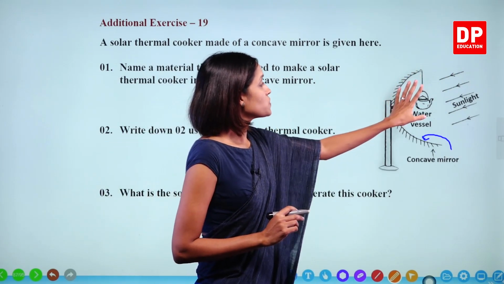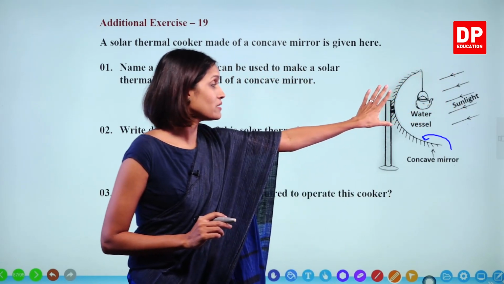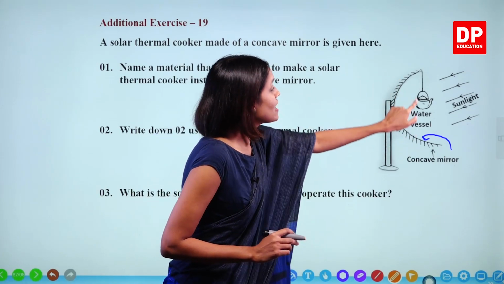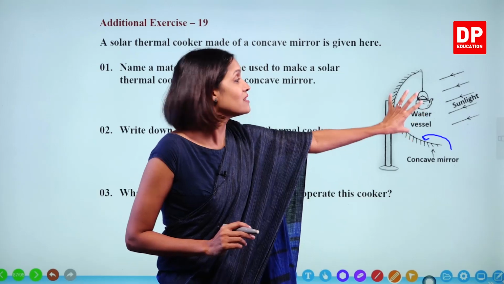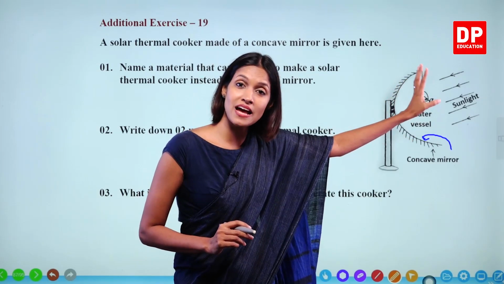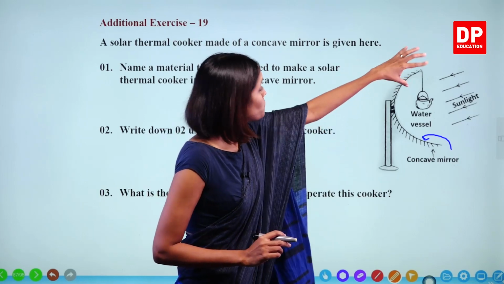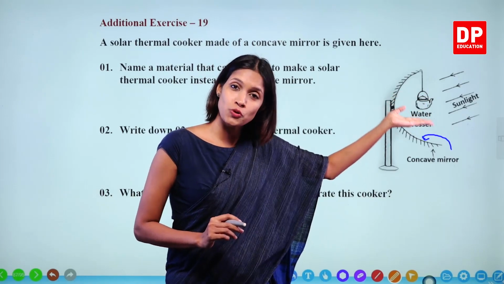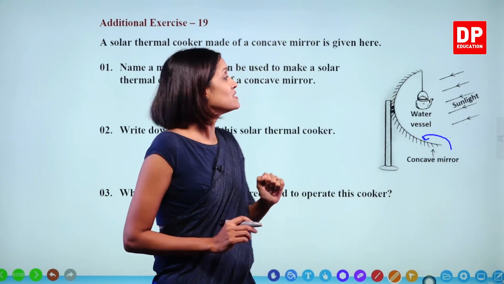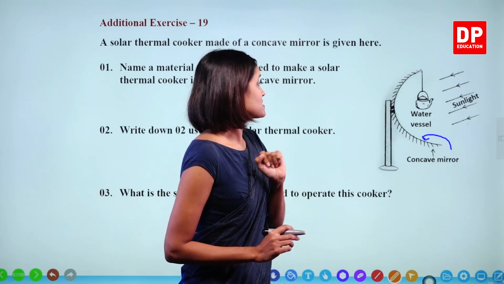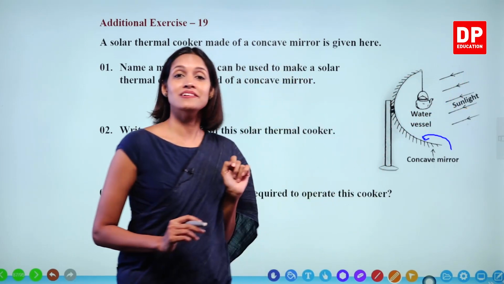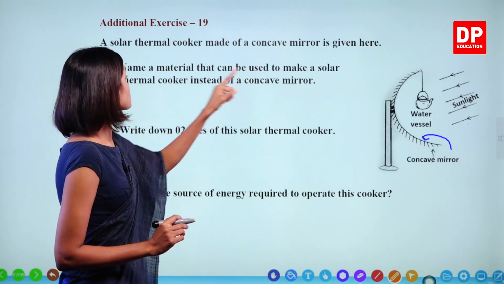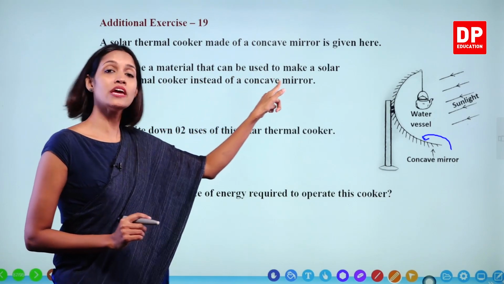So, what did I explain? I told you when the sunlight falls onto this mirror, the sunlight gets reflected by the mirror. And these reflected light rays will gather in the same place, and the temperature of that place is higher than the other areas. So, if you place a pot or a vessel at that place, you can easily heat water or you can cook food. Okay, children? So, this is the water vessel. So, the sunlight, and this is the stand. Right, children? So, name a material that can be used to make a solar thermal cooker instead of a concave mirror.